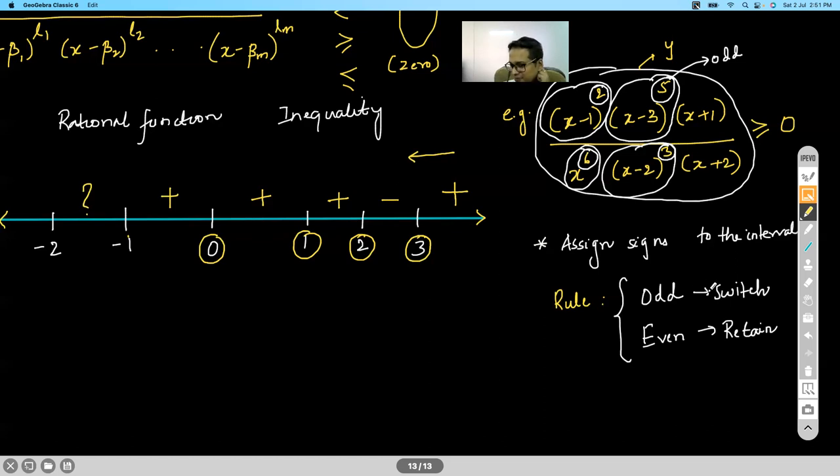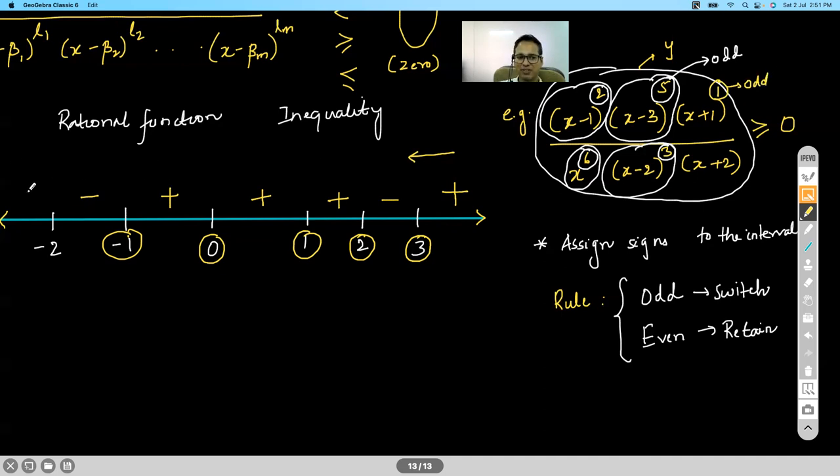Very good. Minus sign. Excellent, guys. That means you are all listening to me very, very carefully. Because this minus 1 comes from this factor, and this factor has got 1 as its power. So this is an odd number. So odd means switching of sign will happen.